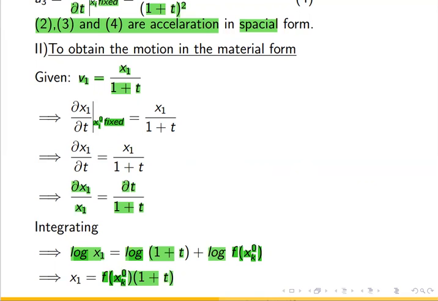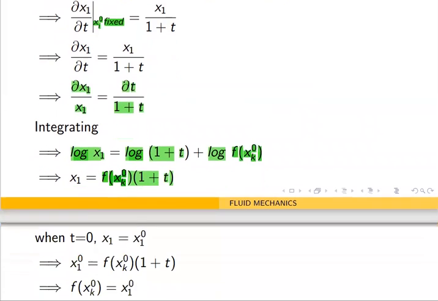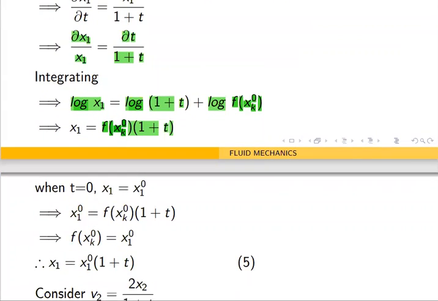To find this function, it's nothing but a constant. So how do we find the constant? We take the conditions. What is the initial condition? When t is 0, we know that x1 is x1 naught. Why are we dealing with only x1 here? Because I have x1 here.